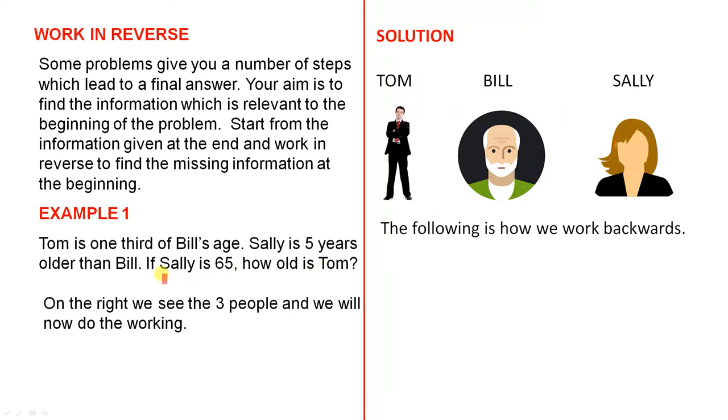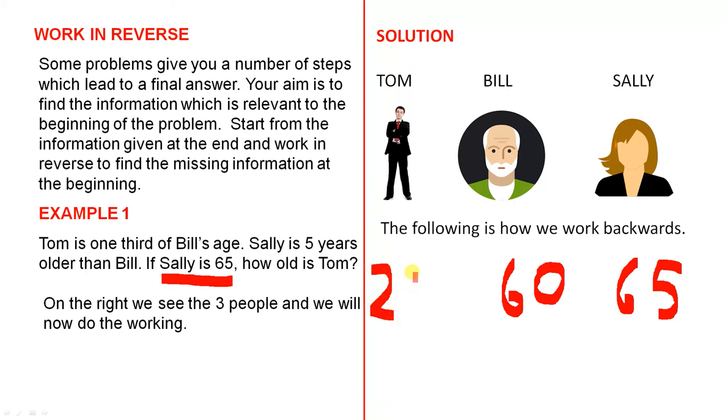Now the problem says that Sally is 65. So here we write 65. Sally is 5 years older than Bill. That means Bill must be 60. Tom is 1/3 of Bill's age. 1/3 of 60 is 20. So there's a perfect example of how you work backwards.